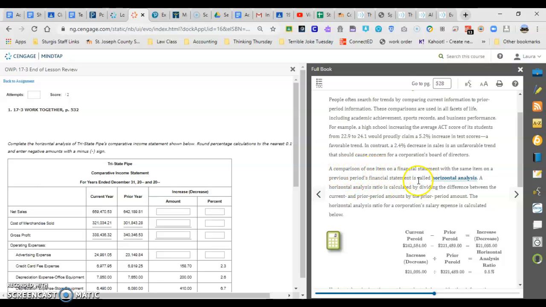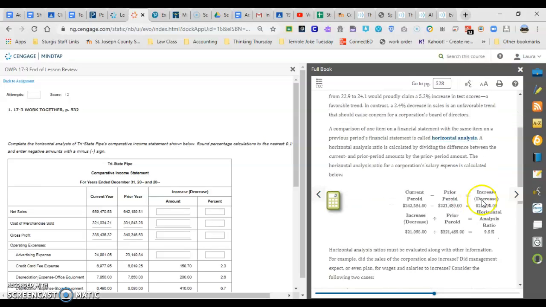So a comparison of one item on a financial statement with the same item of a previous period is called a horizontal analysis. So what you do is you find the difference, whether it be an increase or in parentheses a decrease, of the current period, meaning the current year or current fiscal period, to a prior fiscal period. And then that's either an increase, which you won't have parentheses around, or a decrease, meaning you will. Then how you find the percentage is take that increase or decrease and divide it by the prior period to find out what the percentage is. Okay.